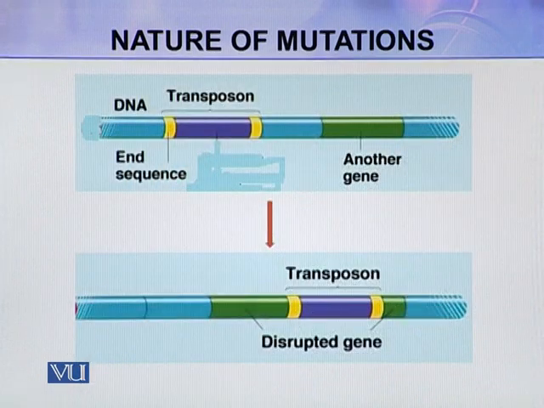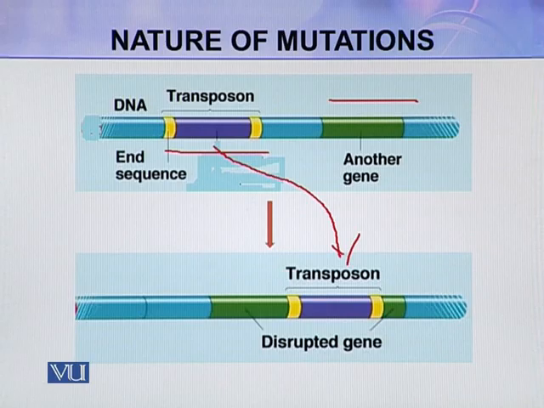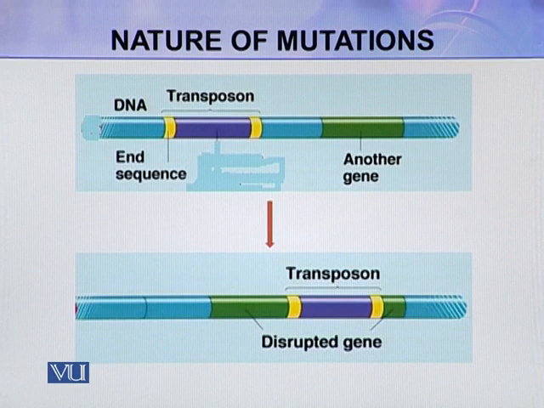For example, here you can see this is a transposon and this is a full gene. This transposon can be inserted in the middle of this gene, this green portion, and by the insertion of this transposon, the whole gene will be disrupted and will become non-functional. So this is called a mutation.